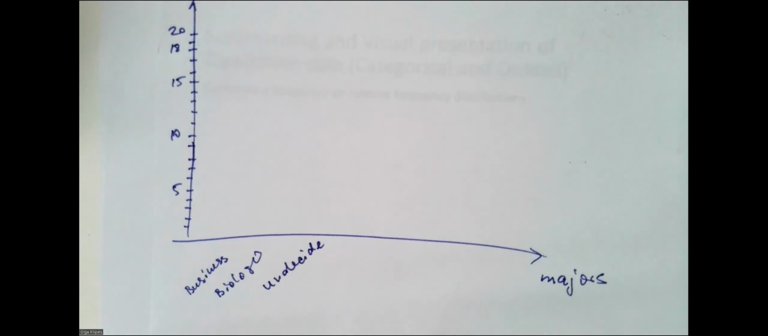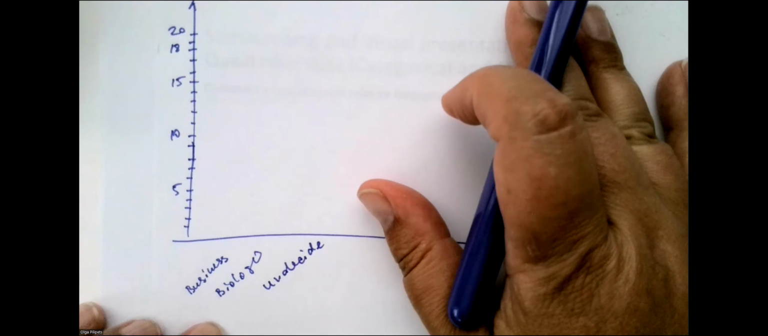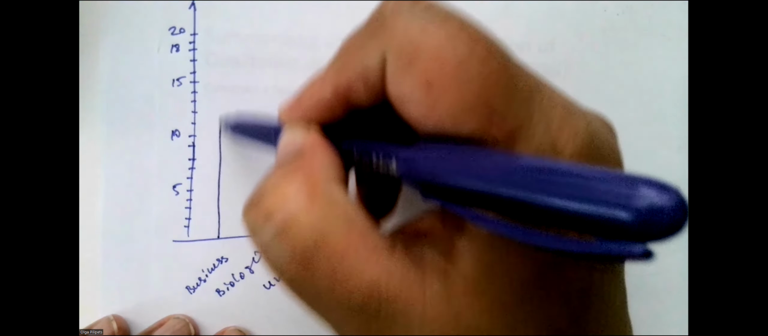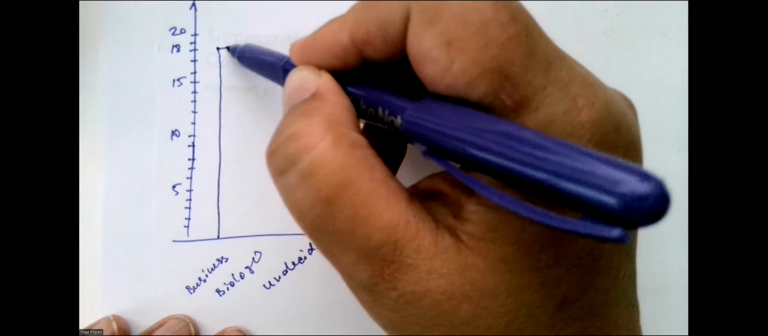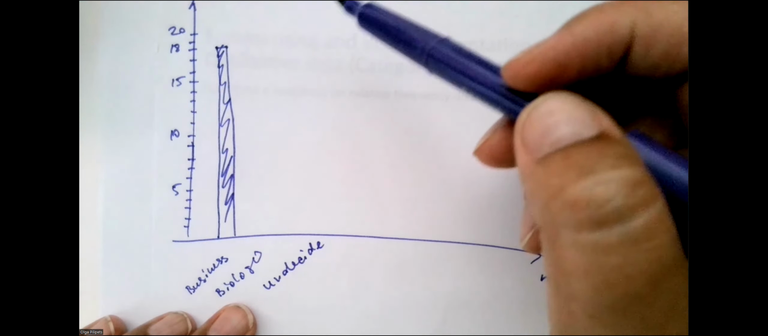All right. So my first bar corresponds to a frequency of 18. That's what we had for business major. So it's going to go up to 18. All right. My next bar for biology only had 4 counts. So my bar for biology is going to only go up to 4.